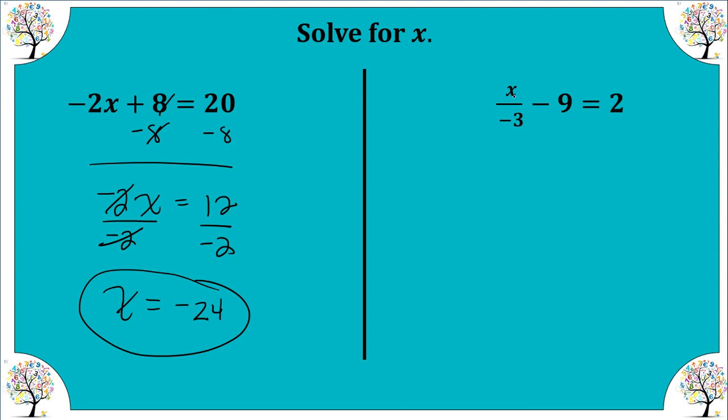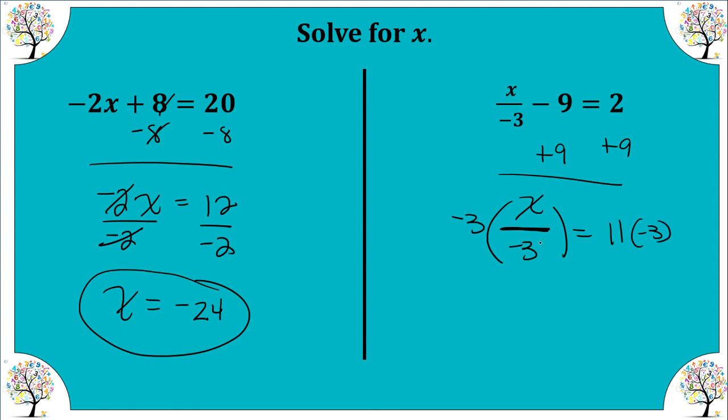On this problem, we have some number being divided by -3, subtracting 9. We're going to undo the subtraction first because we're always going to work backward when solving. We're going to undo division by multiplication. The -3's cancel, and my one solution is -33.